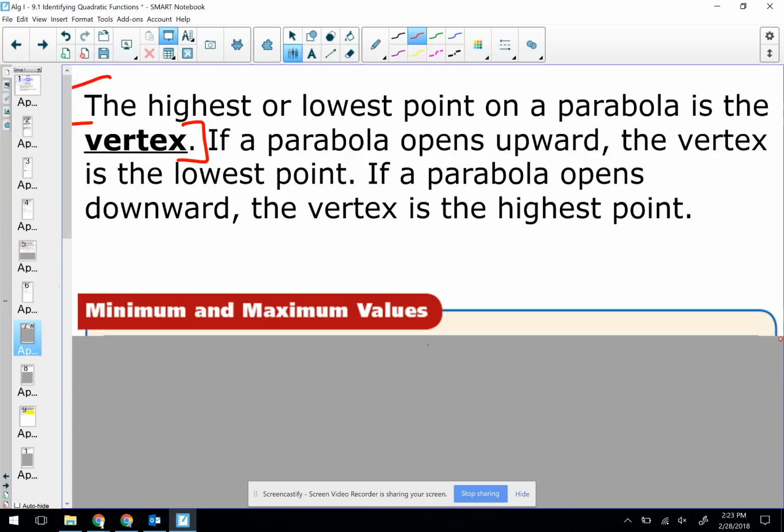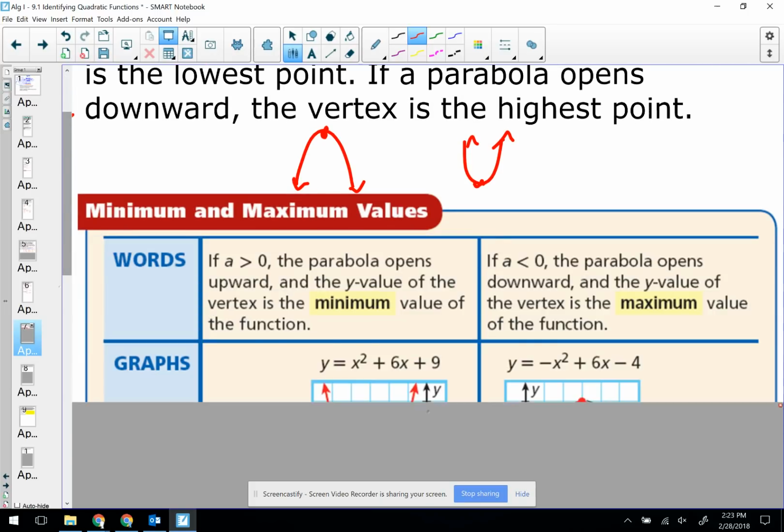If a parabola opens downward, the vertex is the highest point. So like here, the vertex would be up there. If it opens upward, the vertex would be the lowest point. Go ahead and write this down too.